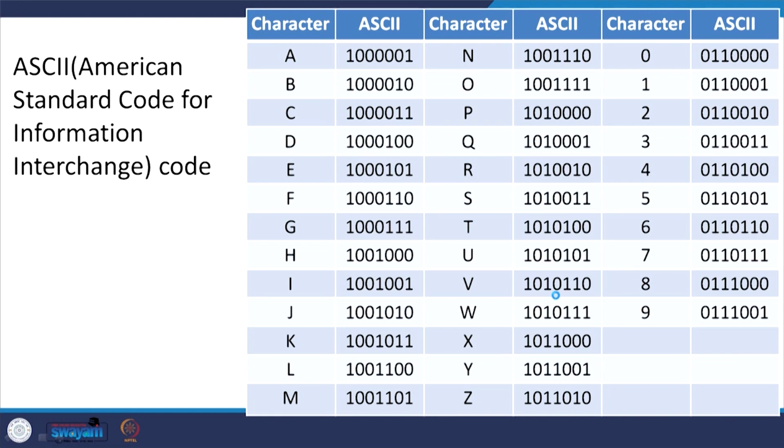So, this is basically how the ASCII code looks for the different characters. You can see the alphabets, that is A to Z, and these are the 7-bit ASCII codes for the different alphabet characters, and here are those for the numbers. So, 0 to 9 you have the 7-bit code over here to represent it.